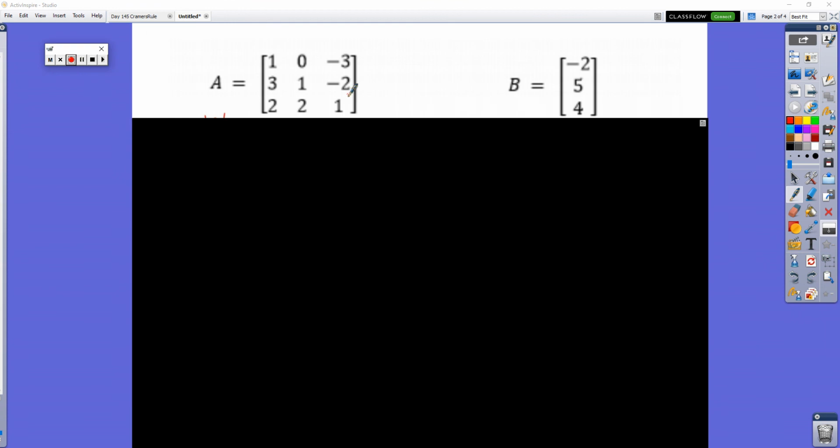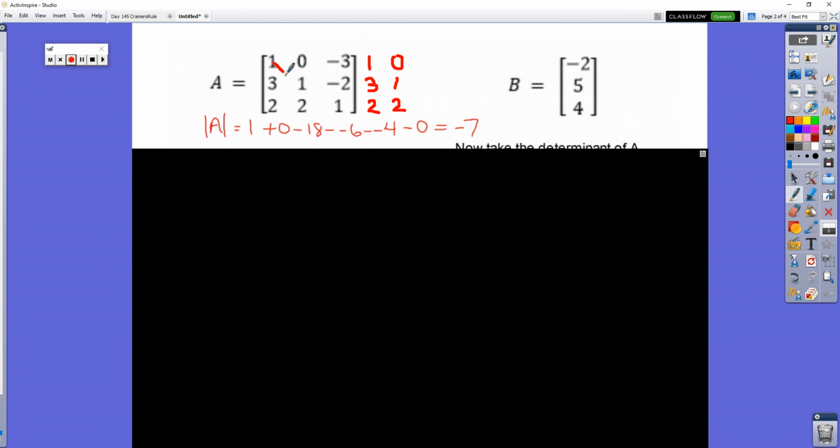Now that you've made those two matrices, matrix A and matrix B, the very first thing that you're going to want to do is find the determinant for matrix A. So remember, with this being a 3 by 3 matrix, your best way of actually completing all 6 of the diagonals that are required for a 3 by 3 matrix is to copy the first 2 columns of your matrix next to it so that you can finish all 6 of your diagonals. So we have 1 times 1 times 1, which is 1. We have 0 times -2 times 2, which is 0. We have -3 times 3 times 2, which is going to be the -18.